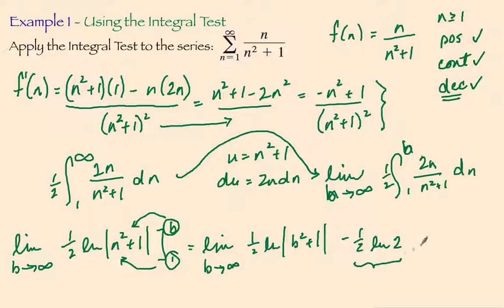However, as exciting as it was to get something that is an actual number here, plugging infinity in here gives us a divergent limit, which is a divergent integral, which takes us back to the fact that we were wondering whether or not this series converges or diverges. And since the integral diverges, the series diverges. And that's how you use the integral test.